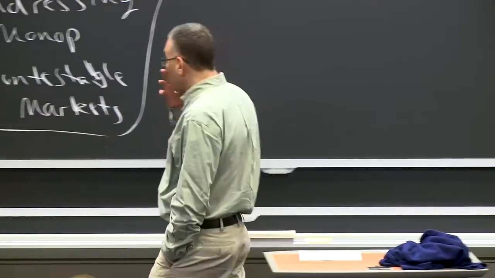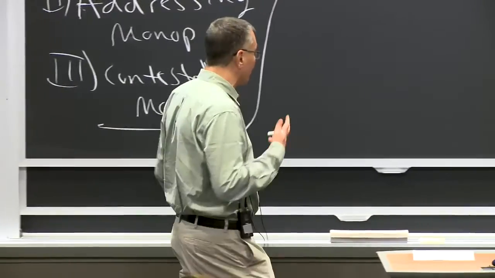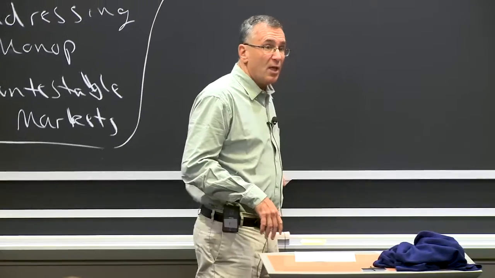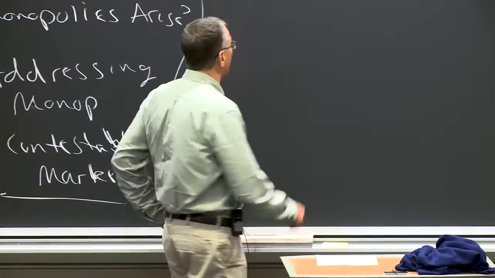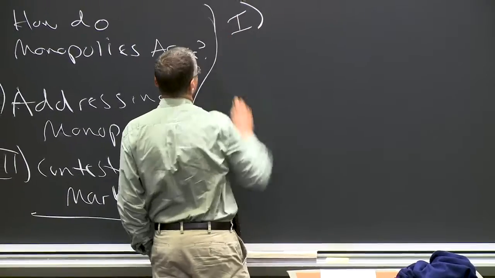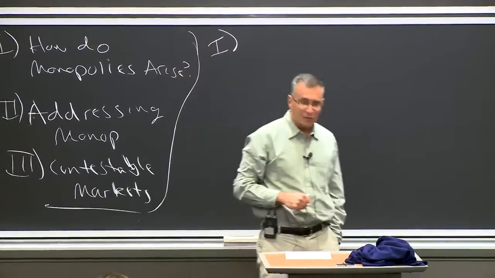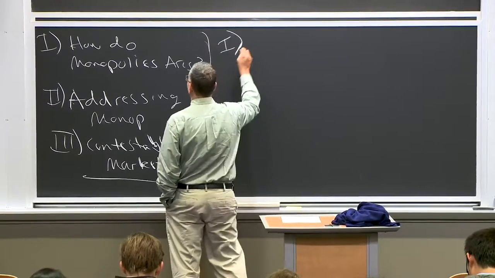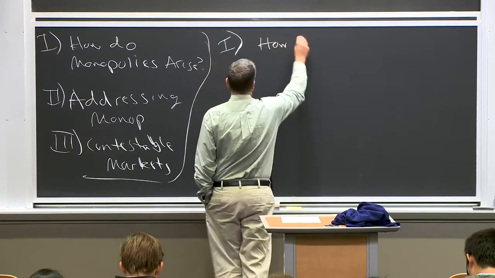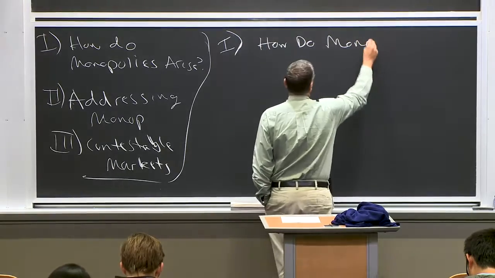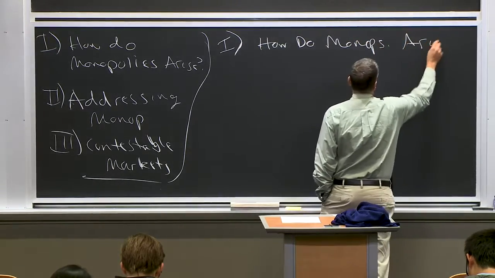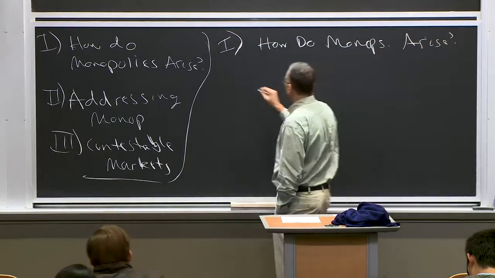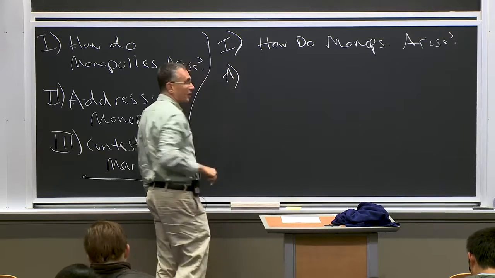So today we want to continue our discussion of monopolies with three separate topics. The first topic I want to cover is where do monopolies come from? The stork does not bring monopolies. They come from somewhere else, so how do monopolies arise? There's really two sources of monopoly that I want to focus on today.